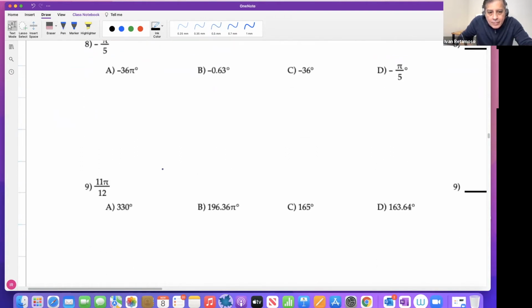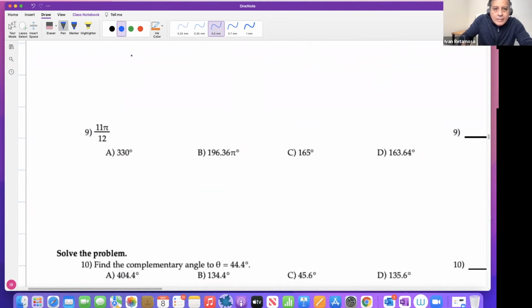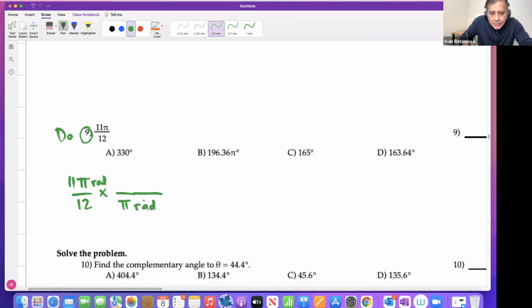Maybe we can do one more and then we'll move on. Convert this to degrees. Since this is in radians, I have to use this conversion factor. Pi radians on the bottom. Why in the bottom, professor? Because I want to eliminate radians. I want to output degrees, so this guy on the top. So multiply by this conversion factor and tell us what the answer should be.